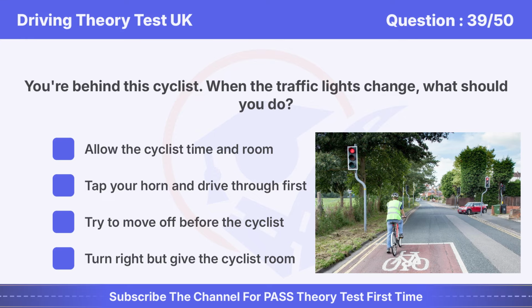Question 39. You're behind this cyclist. When the traffic lights change, what should you do? Option A. Allow the cyclist time and room. B. Tap your horn and drive through first. C. Try to move off before the cyclist. D. Turn right but give the cyclist room.